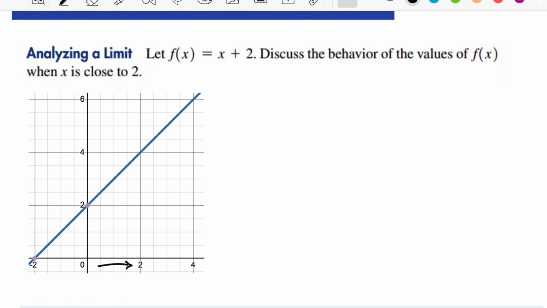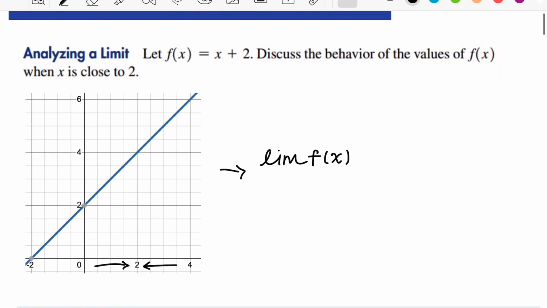If we were to look at the output values, look at f of x, as x gets closer and closer to 2 from this side, so from 4 to 3 to 2 and getting super close to 2, we see that all of our output values are getting super close to 4. So this tells us that the limit of our function as x gets closer and closer to 2 is equal to 4, and we would write that like this. So the limit of f of x as x approaches 2 is equal to 4.